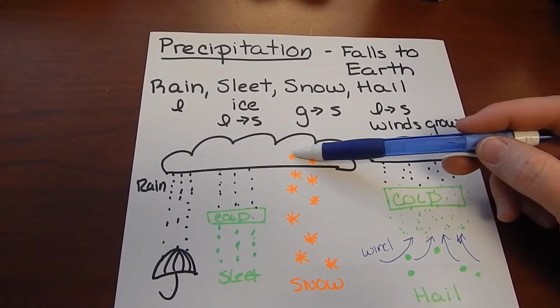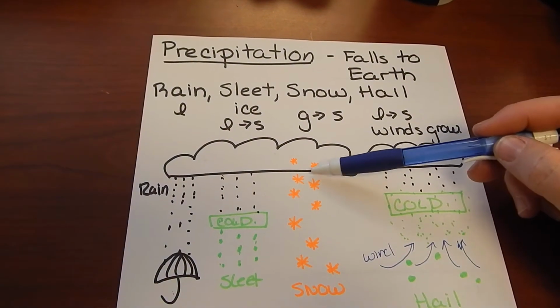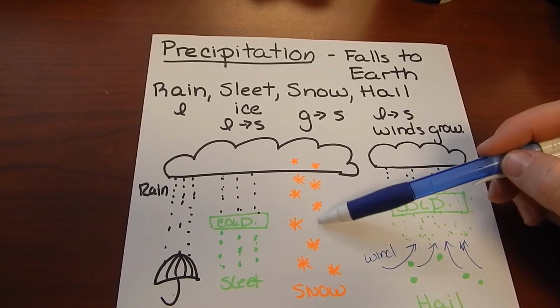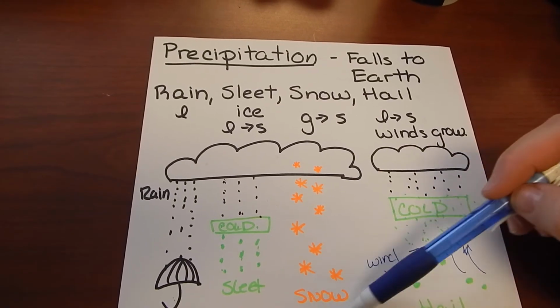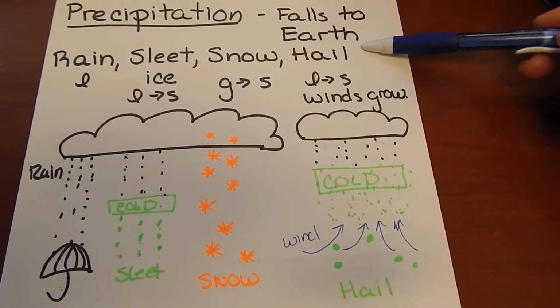Snow is when the water vapor, the gases all the way up here, turn straight into a solid. When they turn straight into a solid, then they float on down very prettily, and they form snow on the ground. Now hail can be very, very destructive.